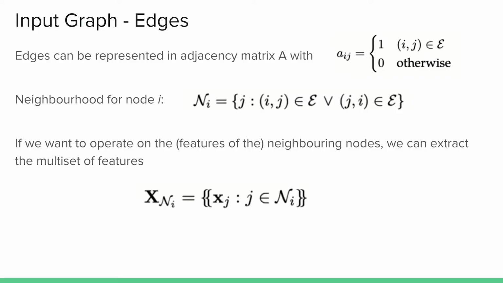The edges, on the other side, can typically be represented as an adjacency matrix, capital A, where we have 1 in this matrix if there is an edge between the two nodes, or 0 otherwise. Mathematically, we can then formulate the neighborhood of the node i by this N_i, where we include all of the nodes in this set that have an edge to it. And then if we want to operate on the features of all of our neighbors, we can define this multiset of features, where we take the features of all nodes that a certain node has a connection to.